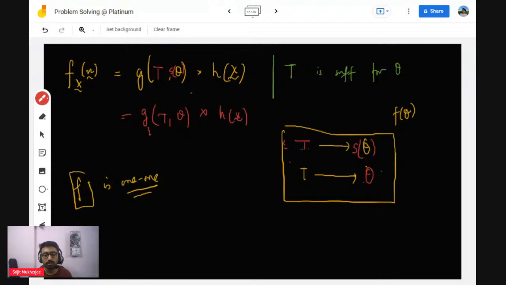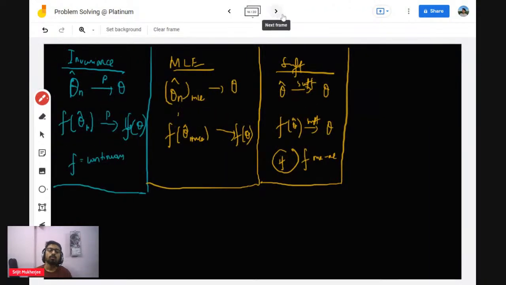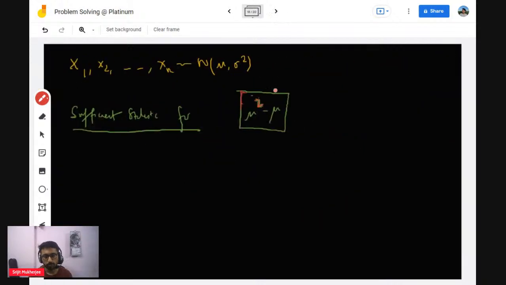Tell me, guys. Tell me. You know this. I know you can do this. How will you show this? So this is a question for you. Find the sufficient statistics for mu square minus mu right away.